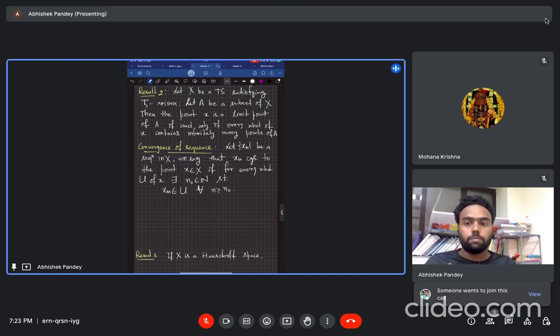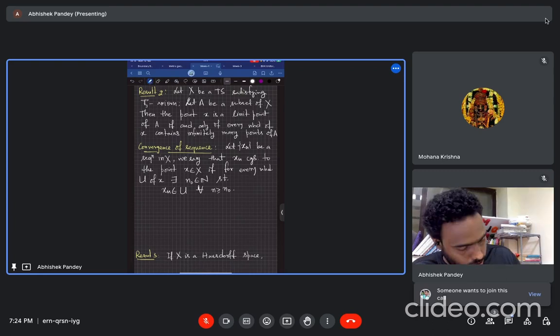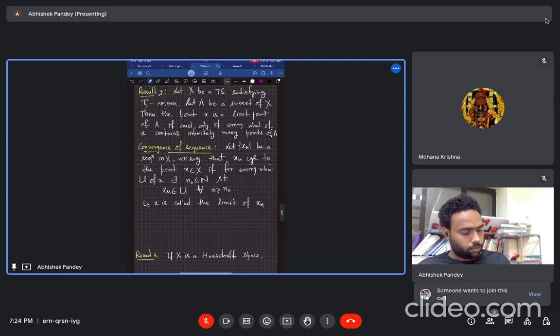So this is what we mean by convergence of a sequence. And this point x is called the limit. X is called only the limit, not limit point, called the limit of xn.